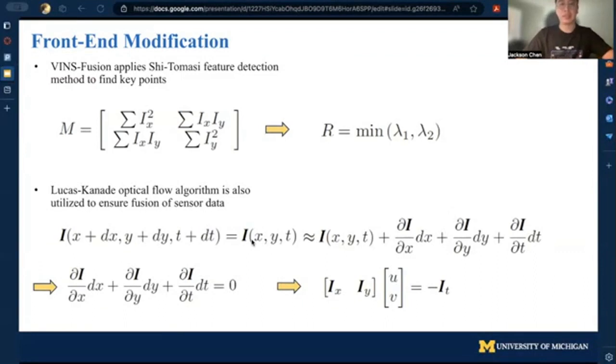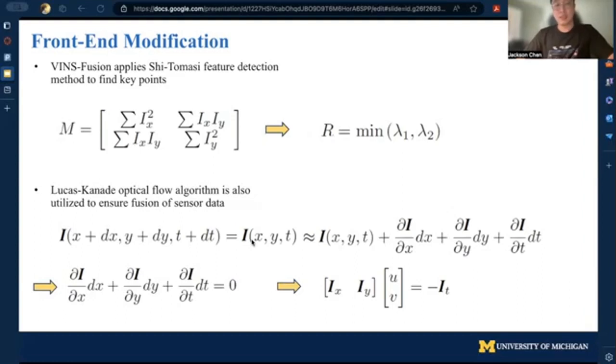It turns out that VINS utilizes the Shi-Tomasi algorithm for feature point detection. It essentially calculates the gradient covariance matrix M with respect to the rate of intensity change. The score R is then calculated, which is identical to the smaller eigenvalue of the covariance matrix M. It is used to rank the feature points based on their quality.